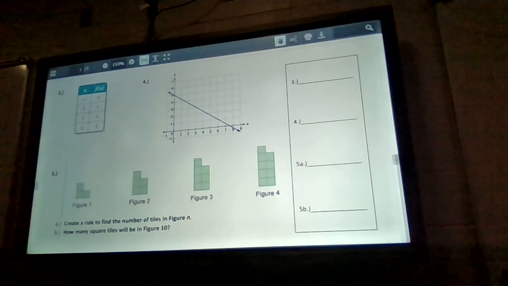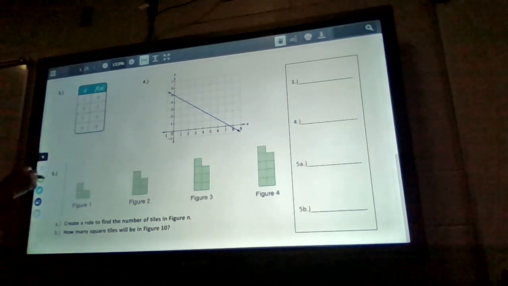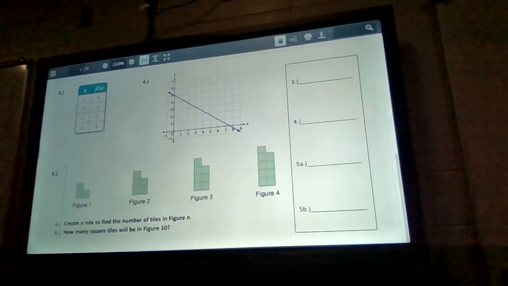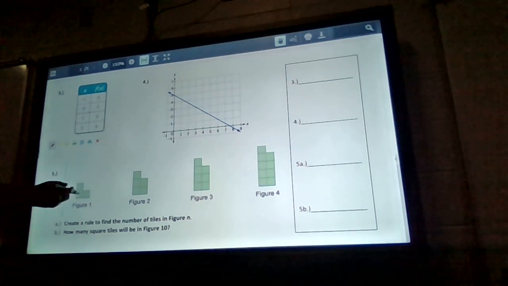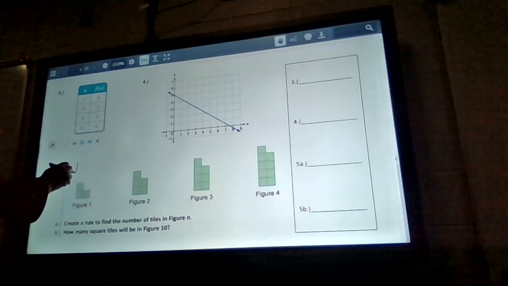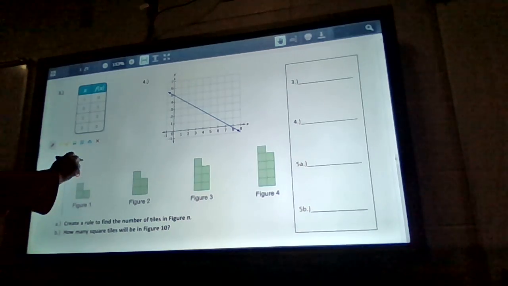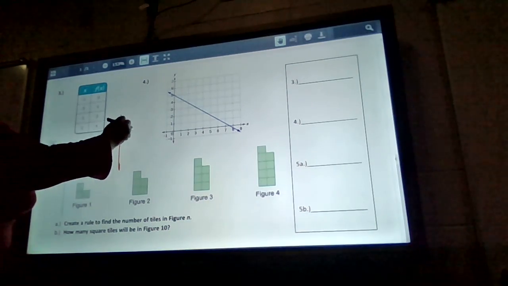Okay, so create a function rule to find the number of tiles in figure N. How many squares would be in figure 10? This was the one that gave y'all some fits. So we're going to let our figure number be our x. When x is 1, y is 3. Let's do it like this.